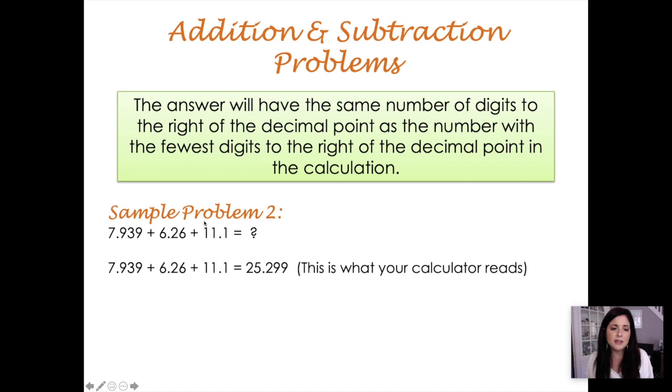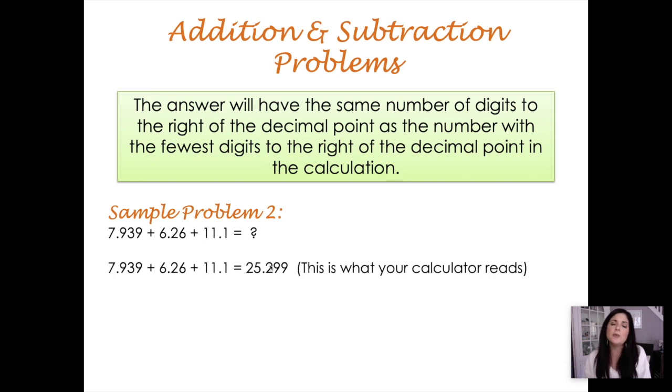However, this number here, this 11.1, only has one digit after the decimal point. We don't know what those digits are after that. So therefore, we're not 100% sure about these numbers after that. This could be 11.11, which makes this answer different from what the calculator is telling us right now. So because of that, we have to round this answer to reflect that.